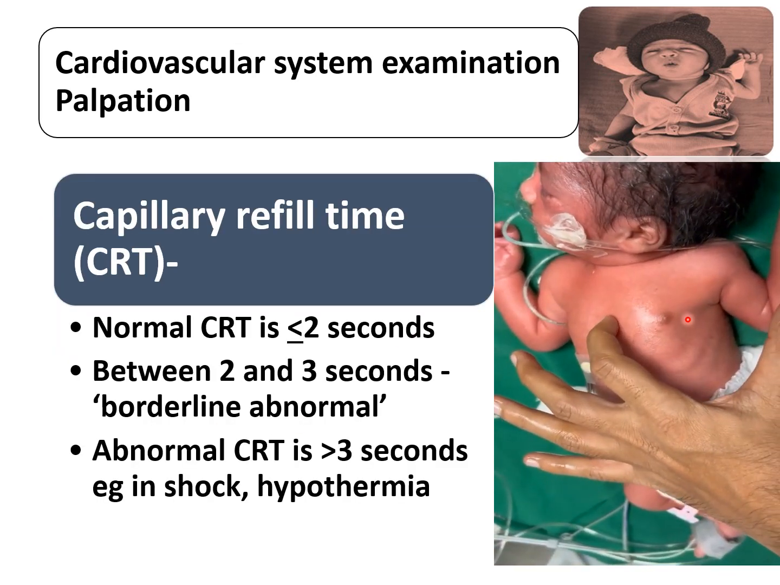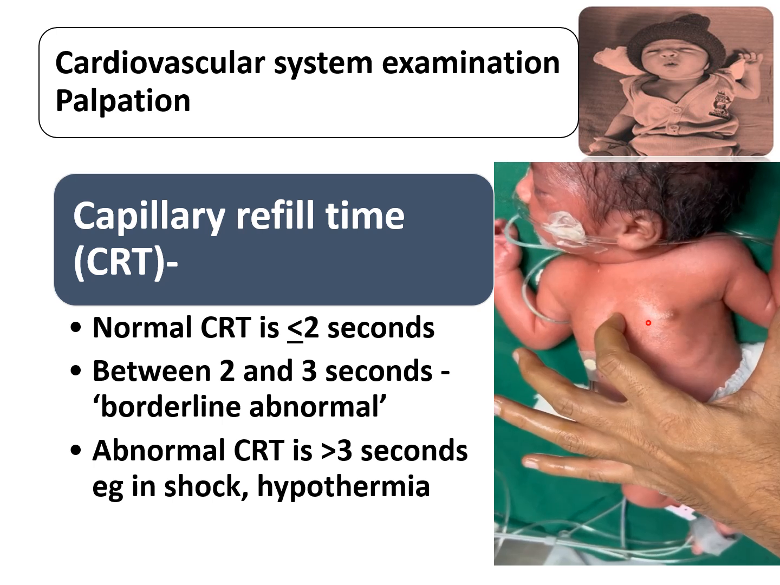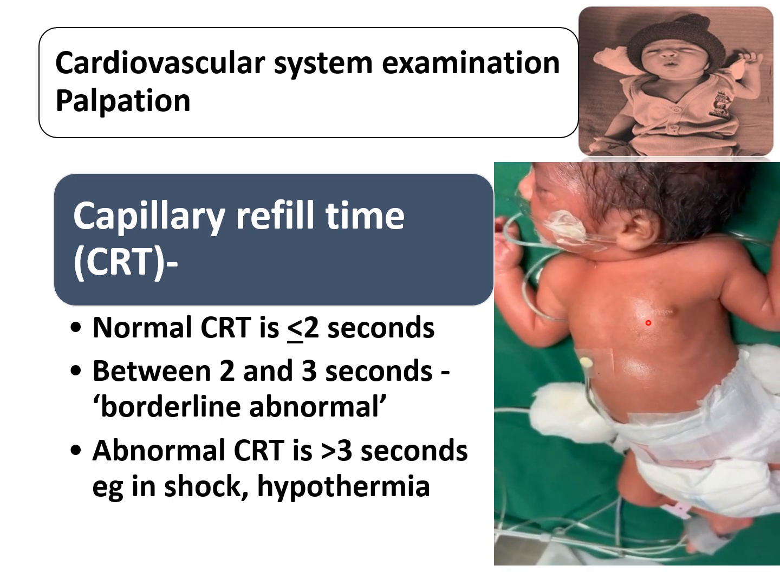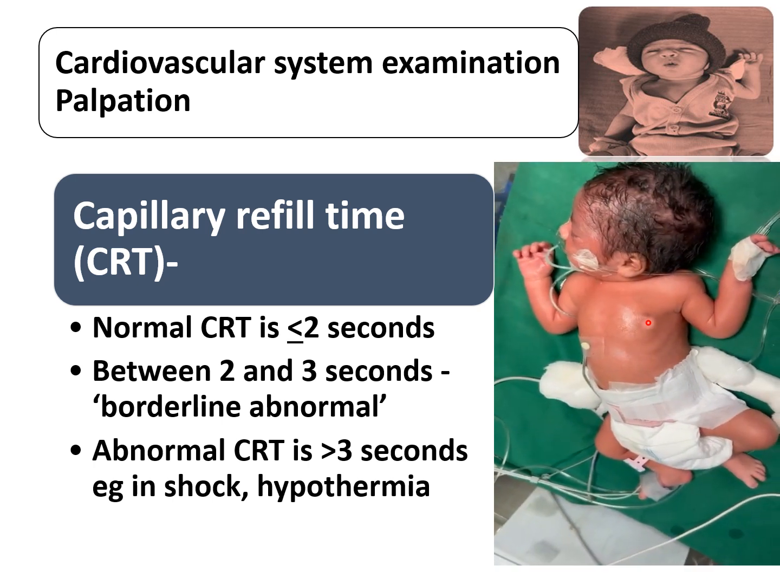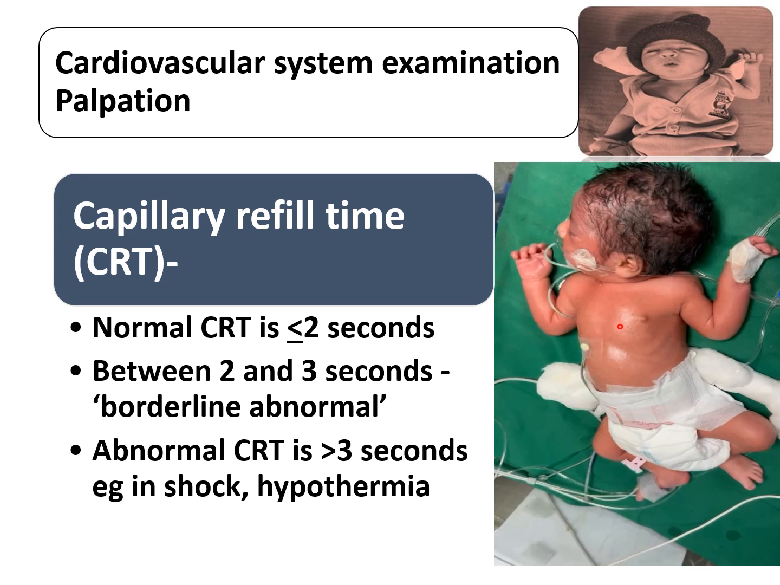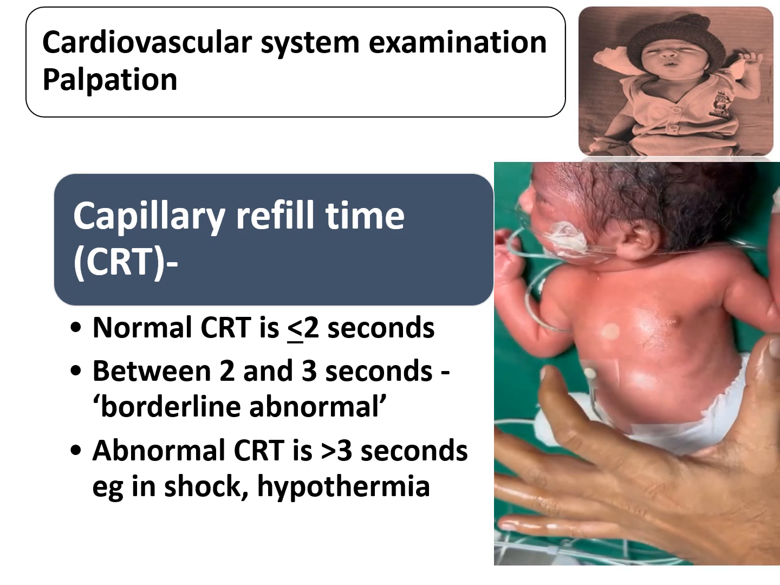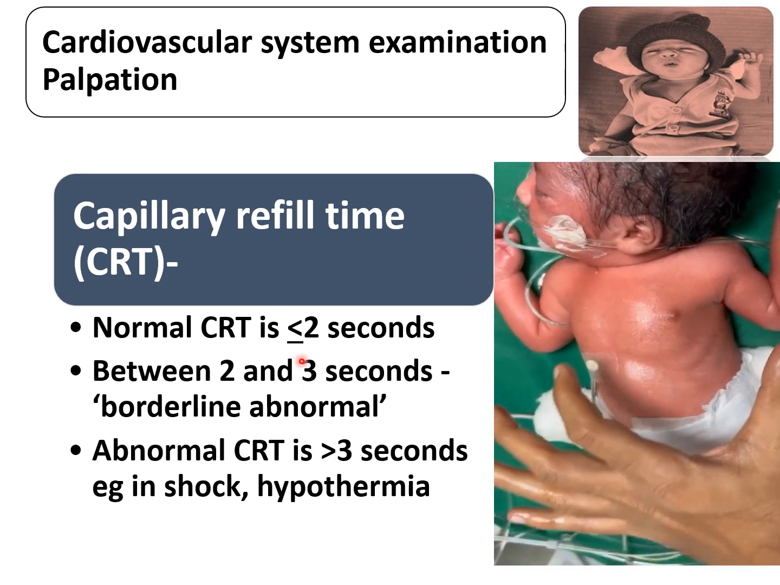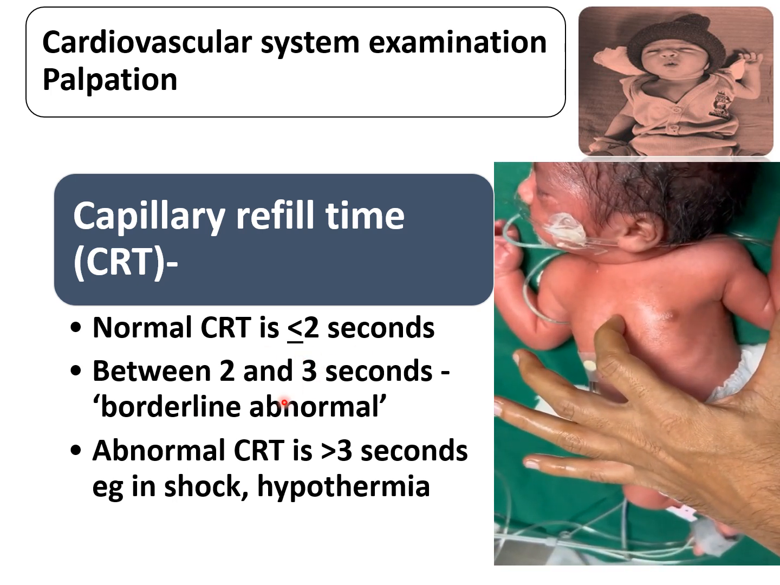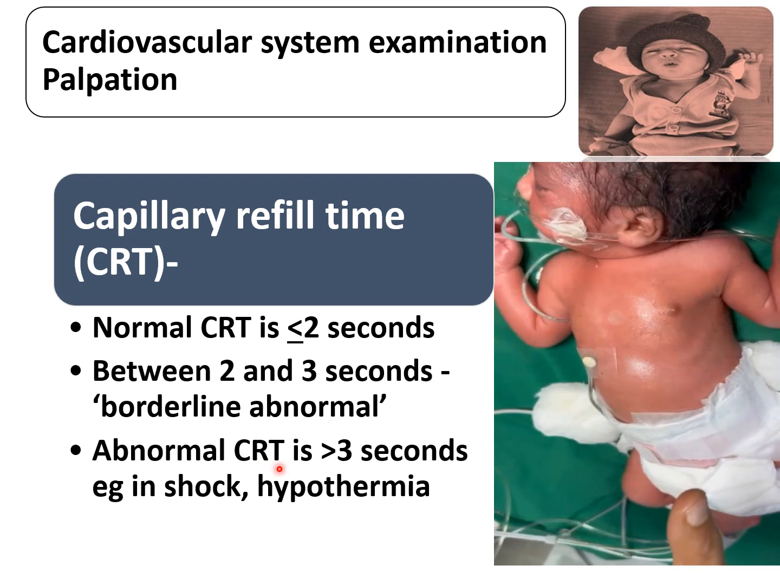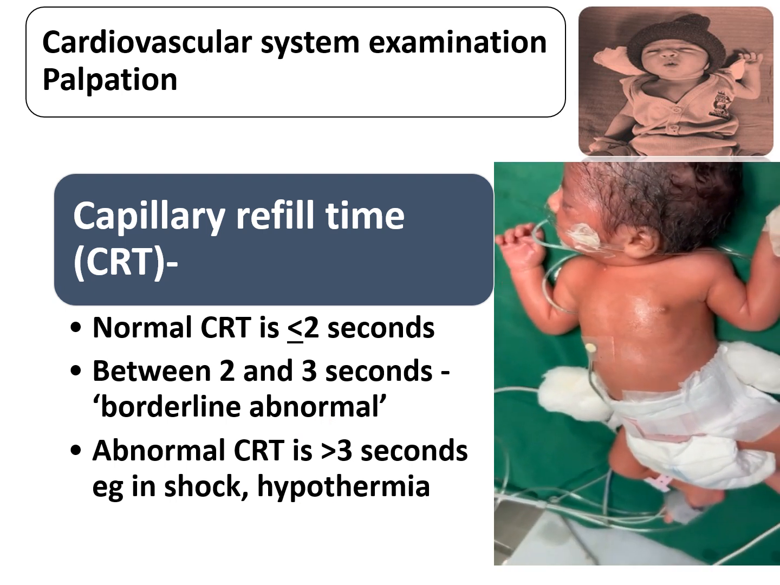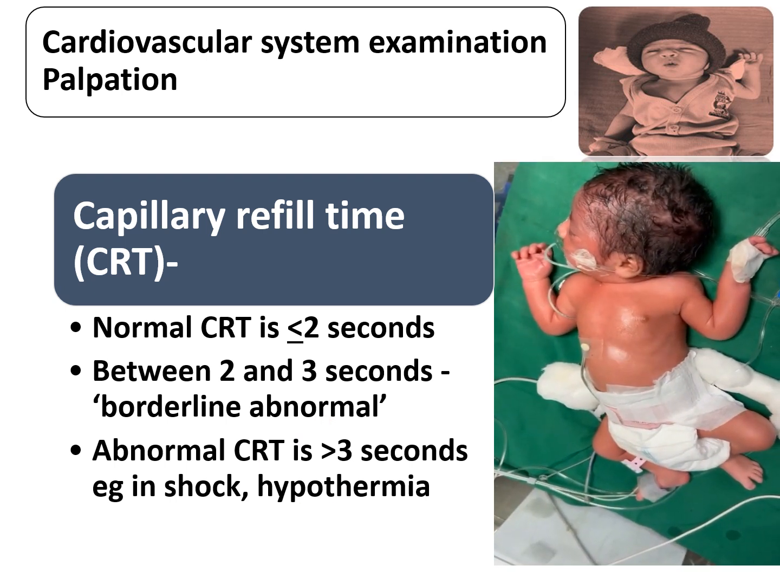Now the capillary refill time. Here in this video you can see we have to apply moderate pressure for 5 seconds over the chest to blanch the skin, and then release the pressure and observe the time which elapses before the skin regains its normal color. Normal CRT is less than 2 seconds. Between 2 to 3 is borderline abnormal, and more than 3 is considered abnormal, seen for example in shock or hypothermia.